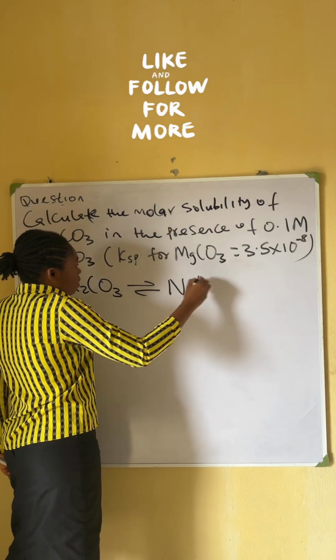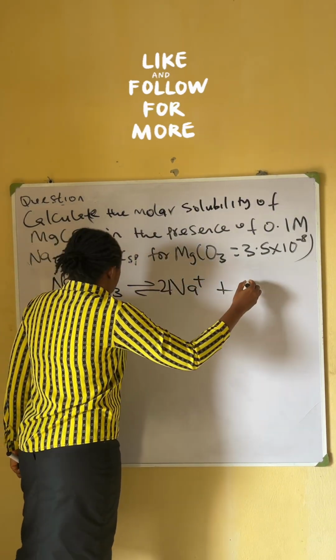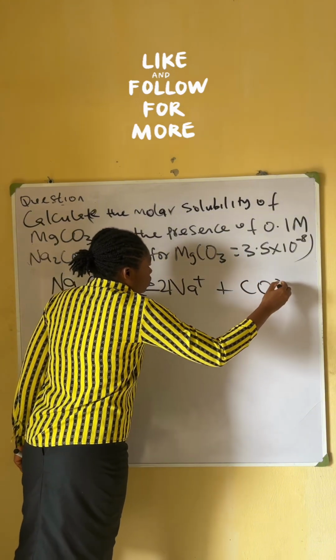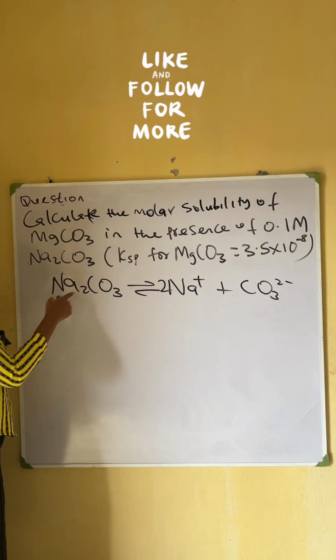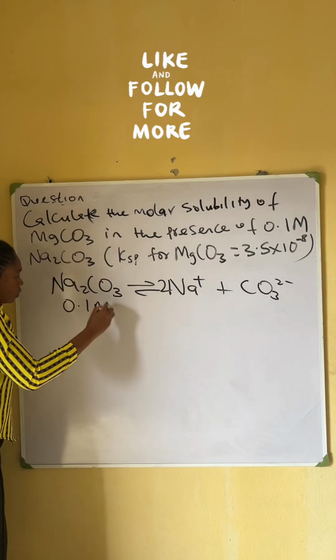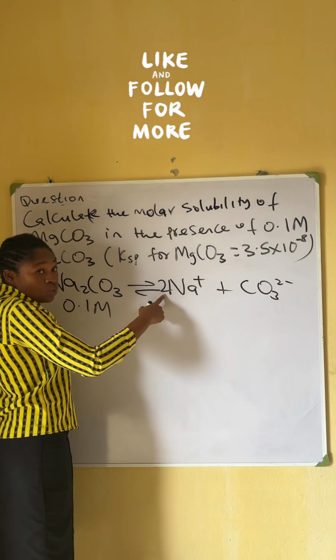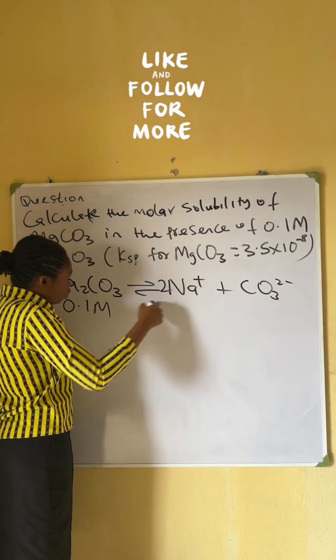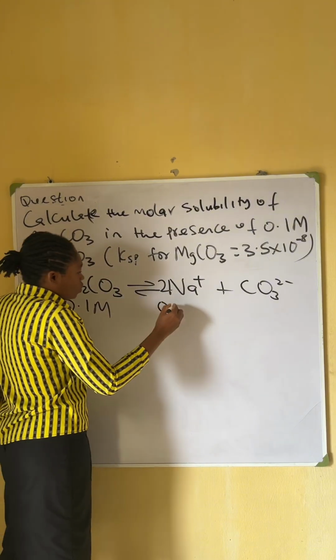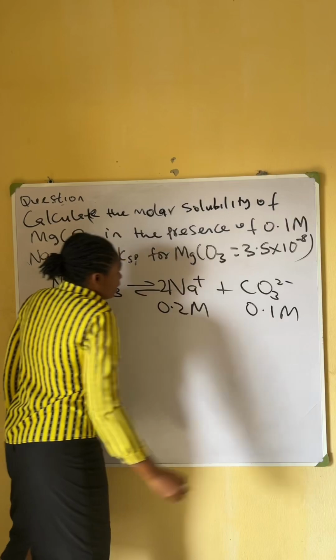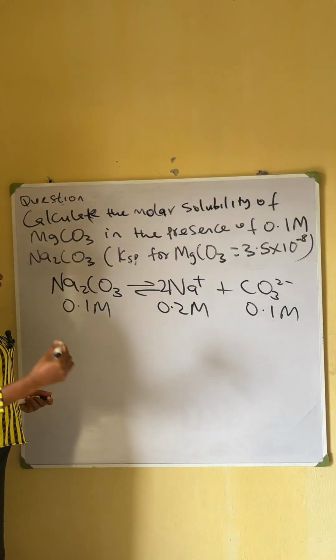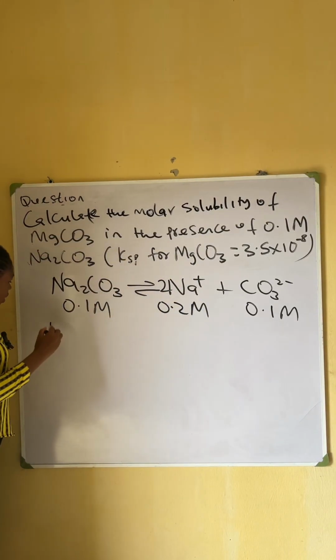So this sodium carbonate will ionize in solution to produce this. The molar concentration of sodium carbonate is 0.1 mole. Since I have 2 moles of sodium ion, 2 times 0.1 is 0.2 mole, and this one is 0.1 mole. Then I'm going to write the solubility expression for magnesium carbonate.